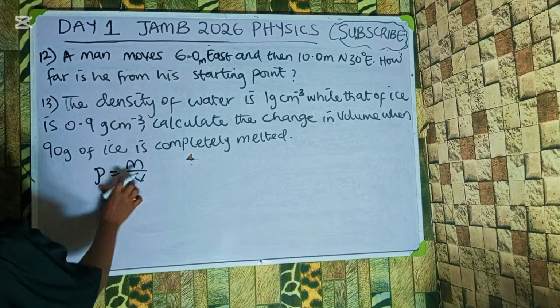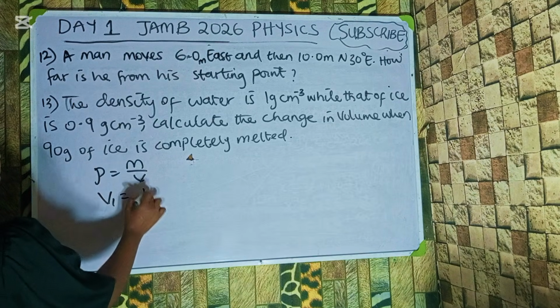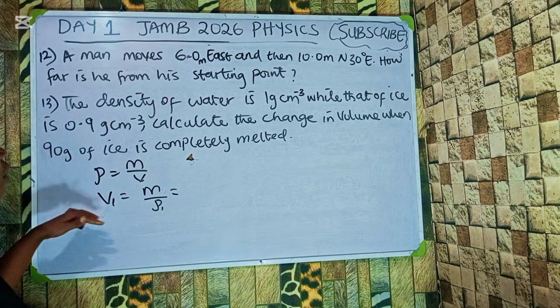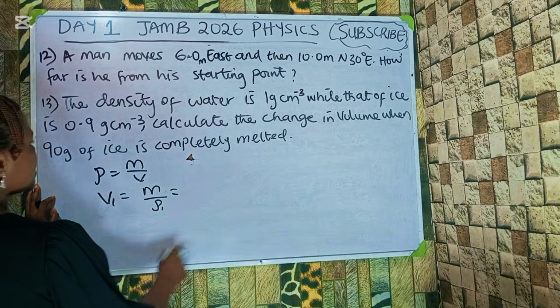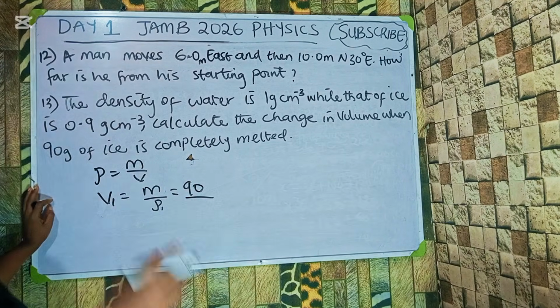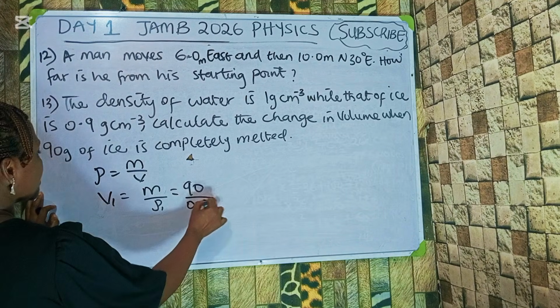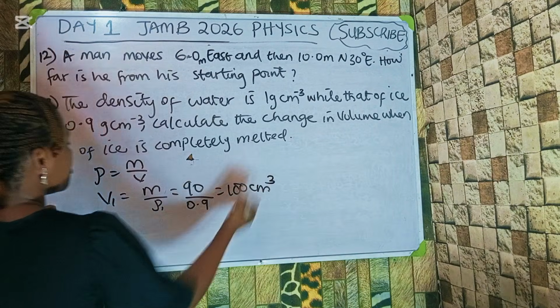So the volume of ice is going to be what? Mass over density of ice, right? So let's look at the volume of ice. We have the mass of ice as 90, the same mass, right? Because they are mixed together inside water. Then the density of ice is 0.9. By the time you divide, it's going to give me 100 centimeter cube, right?